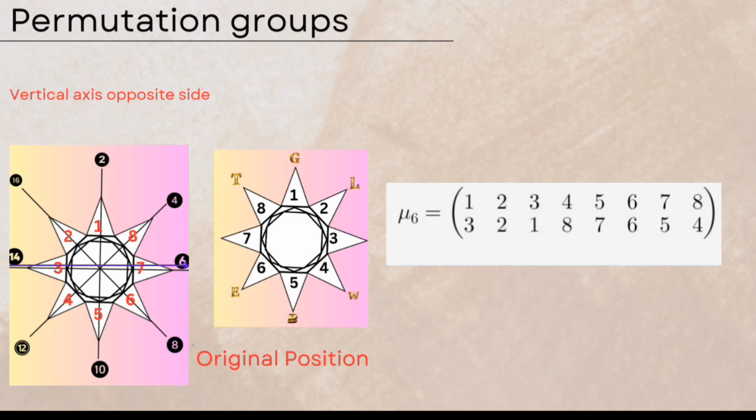So for our vertical axis opposite side, we have mu sub 6: 1 maps to 3, 2 maps to 2, 3 maps to 1, 4 maps to 8, 5 maps to 7, 6 maps to 6, 7 maps to 5, and 8 maps to 4.